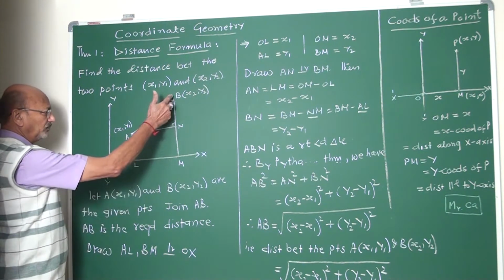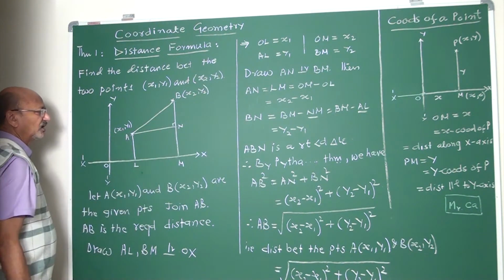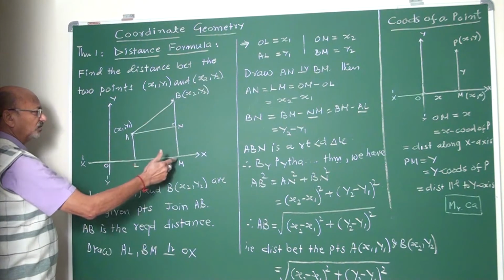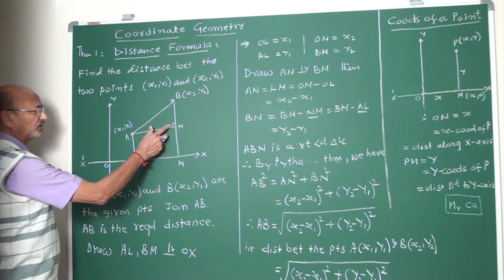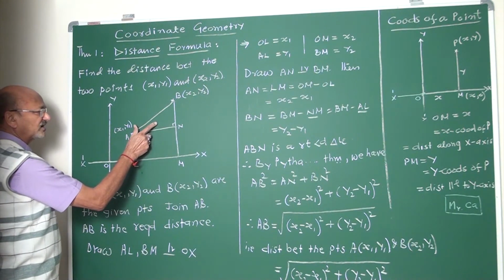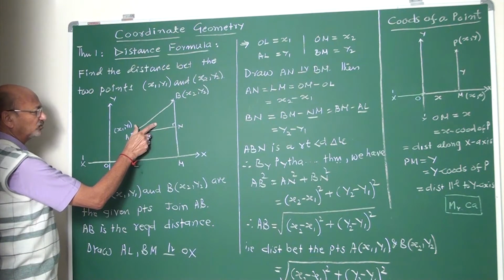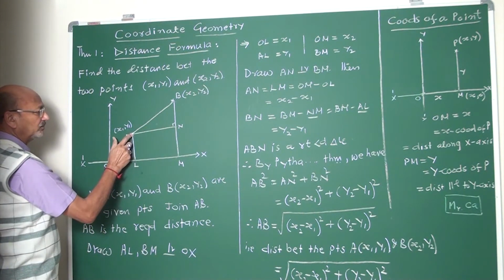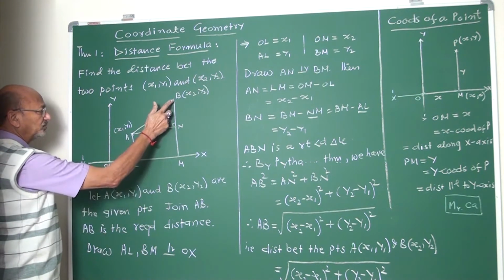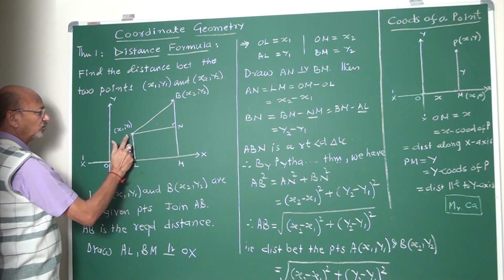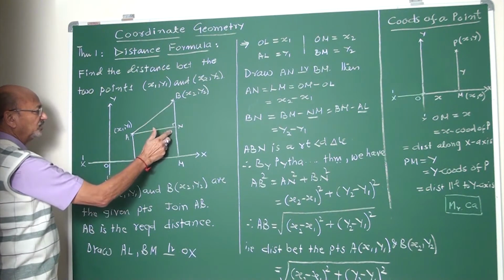Draw AN perpendicular to BM. Then you have to find the values of what? When it is a perpendicular, this becomes a right angle triangle. A right angle triangle means what? Great friend Pythagoras. By the Pythagoras theorem, AB square equals AN square plus BN square.